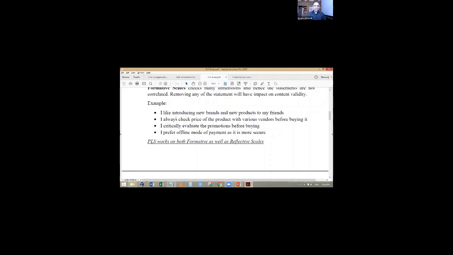But what about the price? Can you make a guess about the price of the vendor? It can be anything. I may say strongly agree. I may say strongly disagree. I critically evaluate the promotion. How is it concerned with introducing new brands to friends or checking the price? This is a totally different dimension. I prefer offline mode of payment as it is more secure. This is totally different dimension.